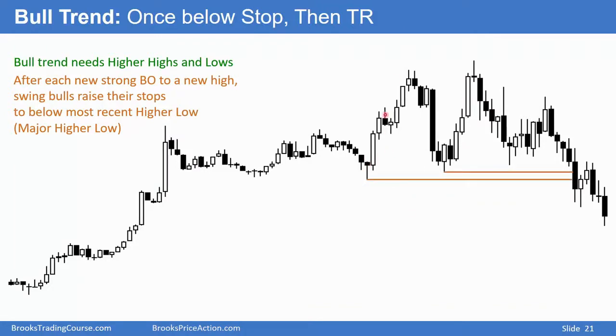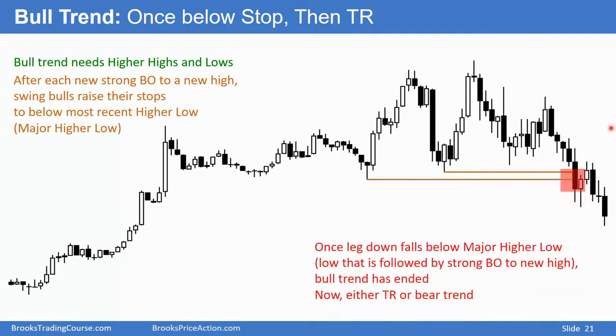A major higher low, another major higher low. Finally, the bears broke below major higher lows. That ends the bull trend. At this point, no more bull trend. It's either a trading range or a bear trend.